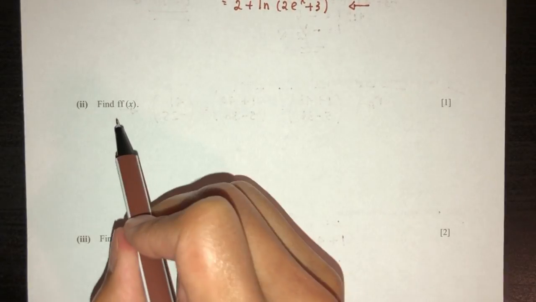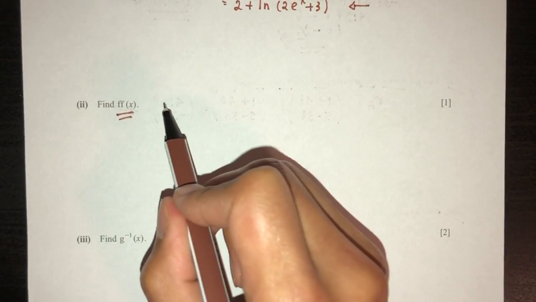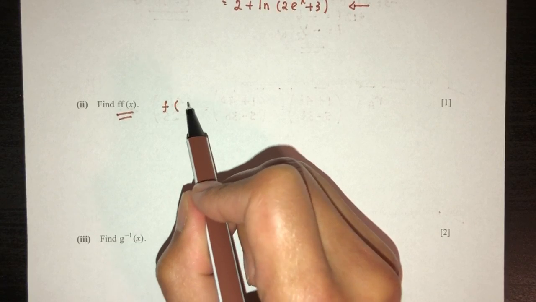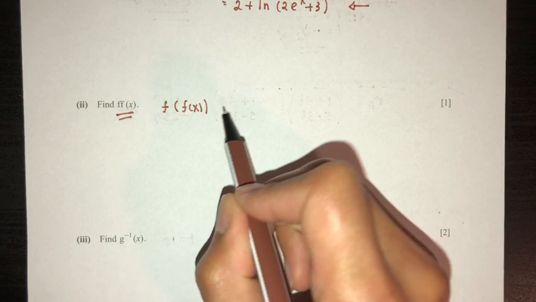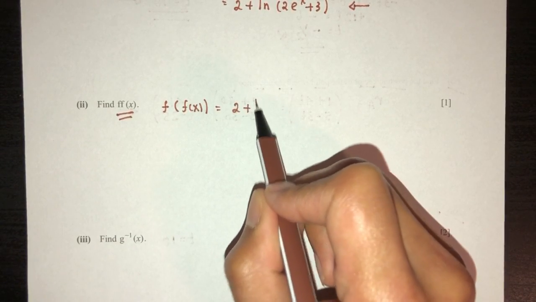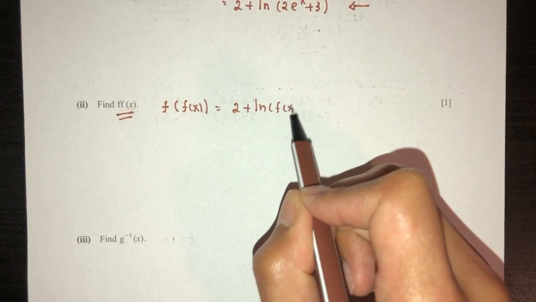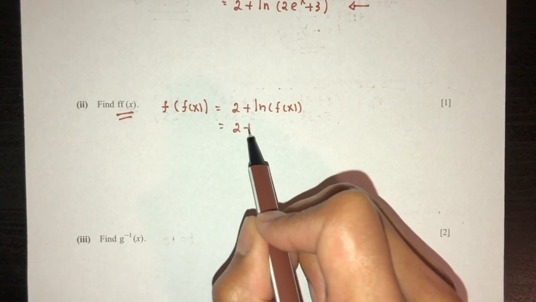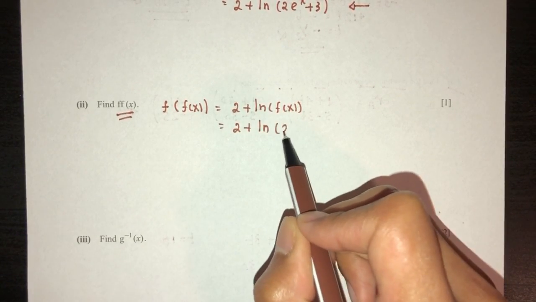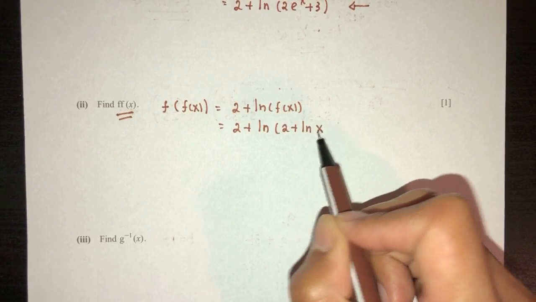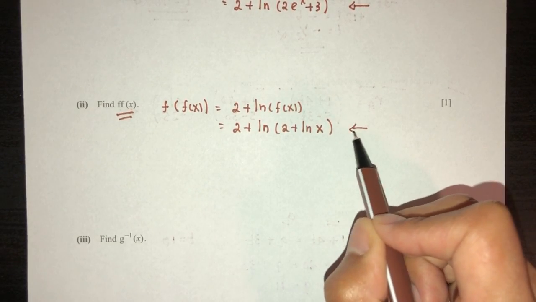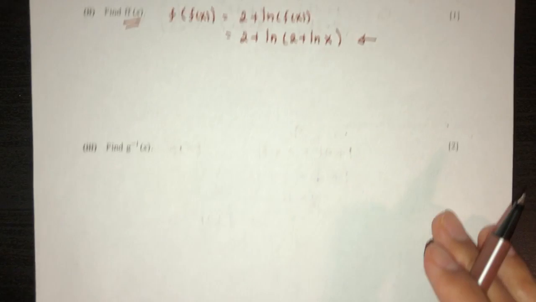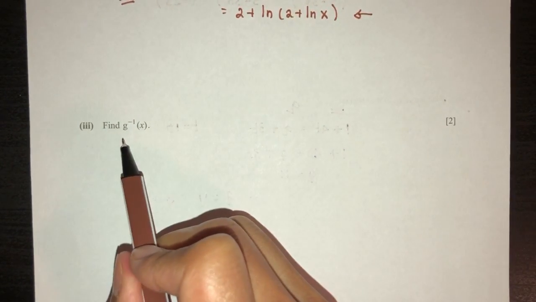Now part 2 is find ff of x, so same steps, f of x will be inside. That is 2 plus ln f of x. That will be 2 plus ln(2 plus ln x). That will be your value. That is part 2. Now part 3 is find g inverse of x.